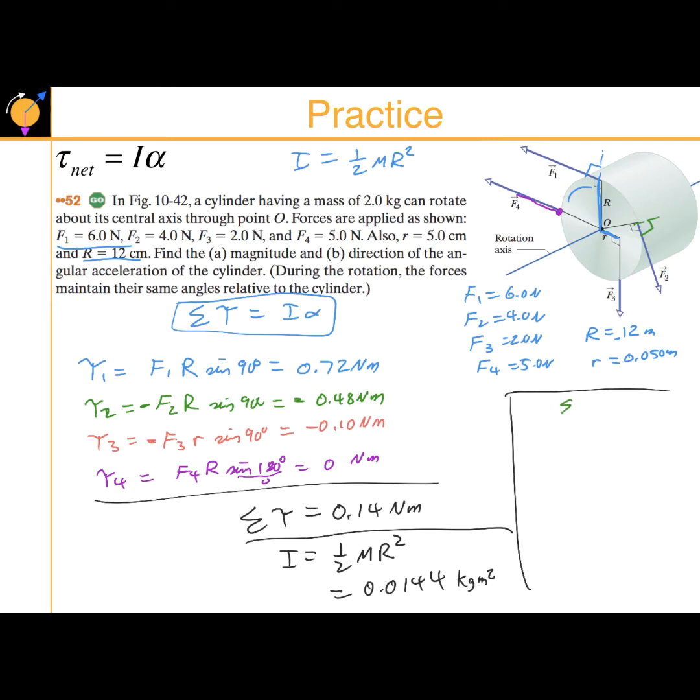So, sum of the torques equals I alpha. We want to find the angular acceleration of this. So now alpha is going to be the sum of the torques over I. When I plug in my numbers, I get about 9.72 radians per second squared. So that's the angular acceleration of this cylinder with those 4 forces acting on it.